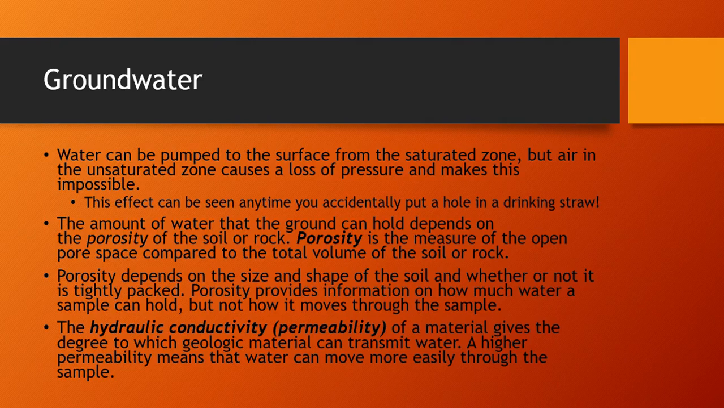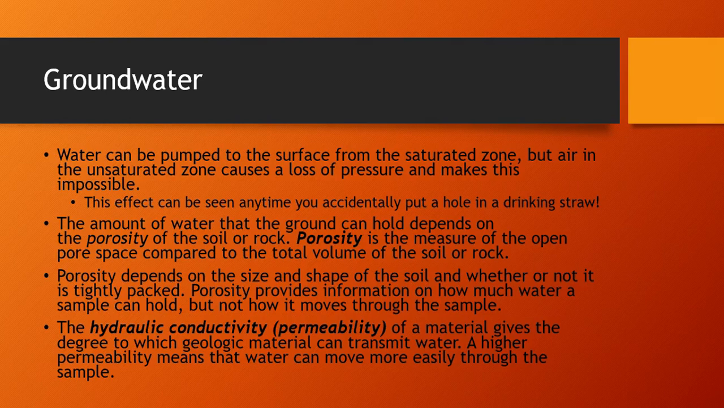The amount of water that the ground can hold depends on what's called the porosity of the soil or the rock that makes up the ground. Porosity is just a measure of the open pore space inside of that soil or rock. It depends on the size and the shape of the soil and whether or not that soil is tightly packed down. Sand has very small grains, and when it piles on top of itself, there's not going to be a lot of space between each of those grains of sand, which means that it would be less porous than, say, a pile of gravel, where when it piled on top of itself, there would be a lot of space between each of those rocks.